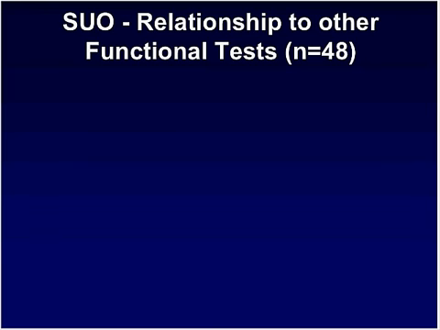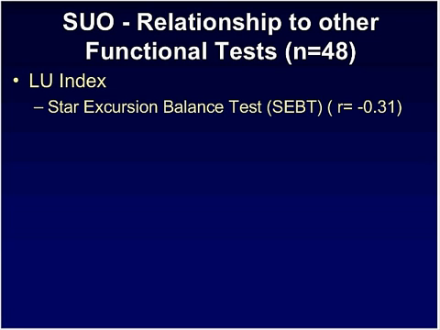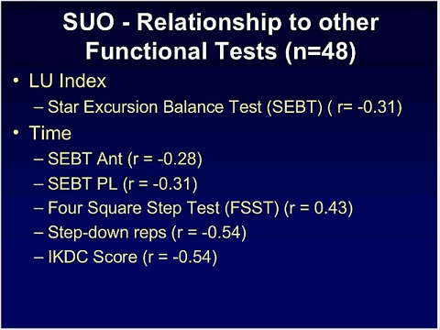Looking at relationships to other functional tests, this was a sample size of 48, again, everybody across those 3 groups. Looking at the lift-up index for the Step Up and Over, it correlated to the Star Excursion Balance Test reach distance in the anterior direction. And for time, also correlated in the anterior and posterolateral directions, and then also the Four Square Step Test, the step down, and IKDC.